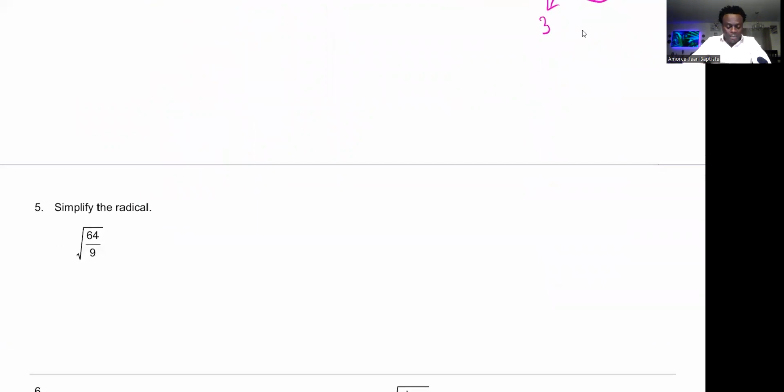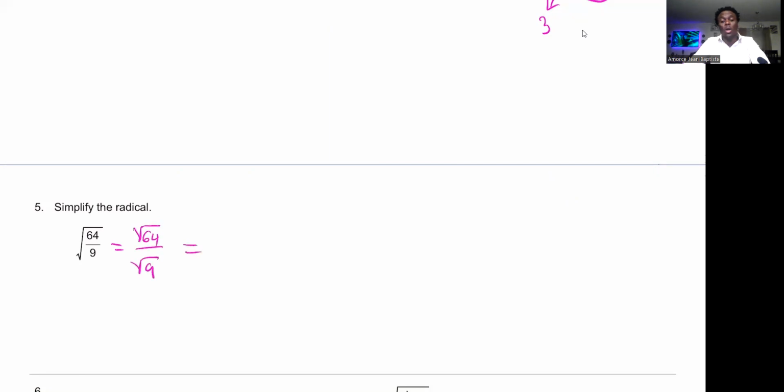Next problem. I have to simplify the radical of 64 ninths. Well, the first thing, if you are in class, you would know that whenever you see a fraction, the best strategy is to separate the radical. Give the numerator and denominator their own radical. So let's do that. Square root of 64 over square root of 9.